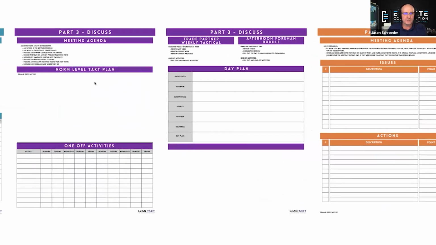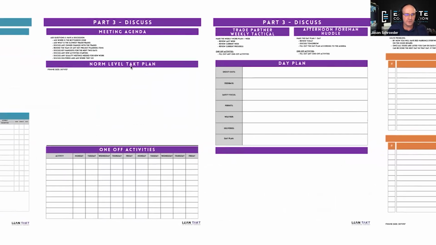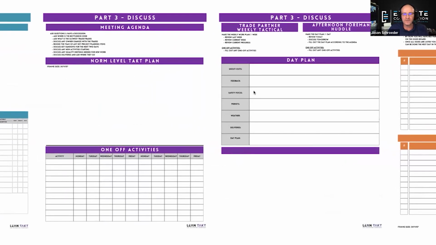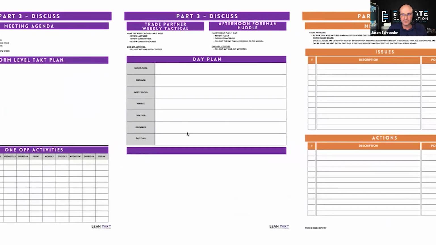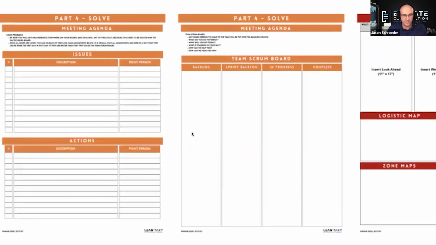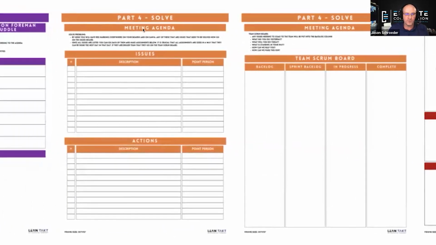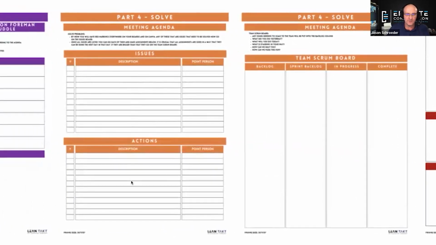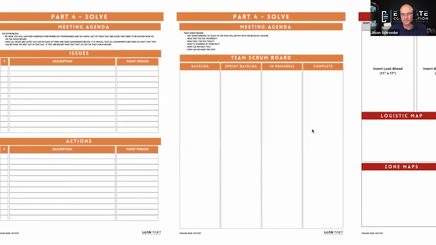And then over here, your discuss agenda. This is where you discuss your norm level takt plan, any one-off activities, and then you create your day plan, right? Any issues that you find in the plan goes into the solve board, where you either have roadblocks here for your trades or you have backlog items for your team.